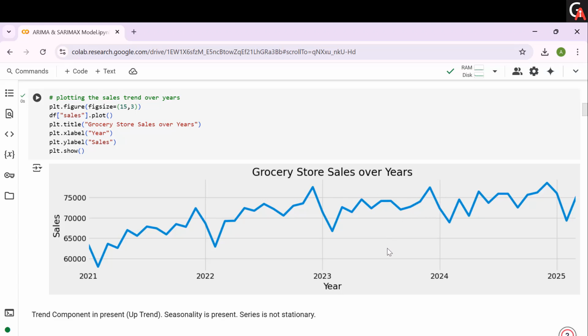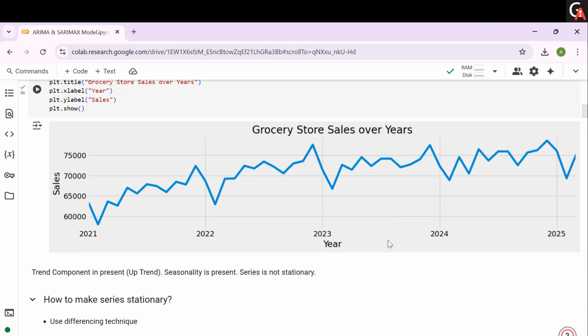But can you see whether this series is a stationary one? No, this series is not stationary. Why so? Because the mean and variance are not constant with respect to time. That's why this series is not stationary.